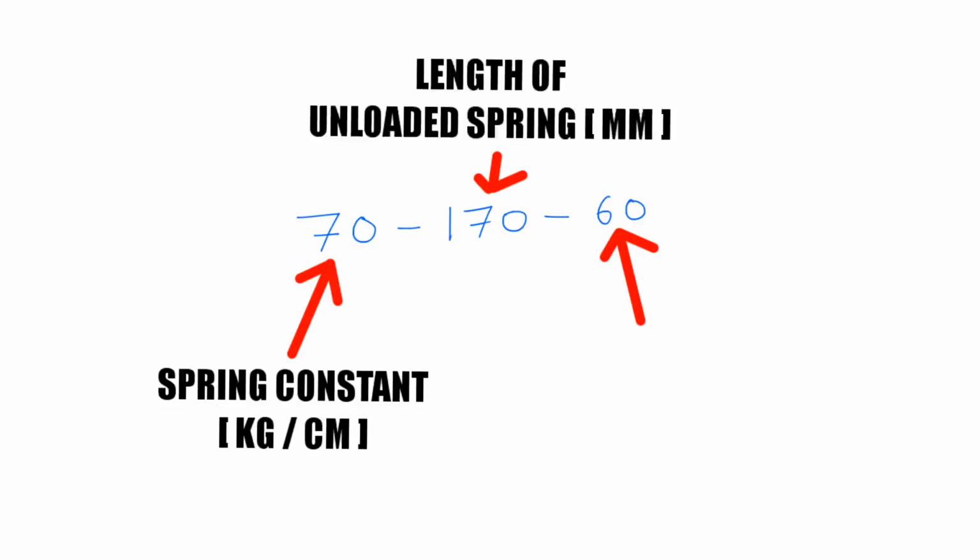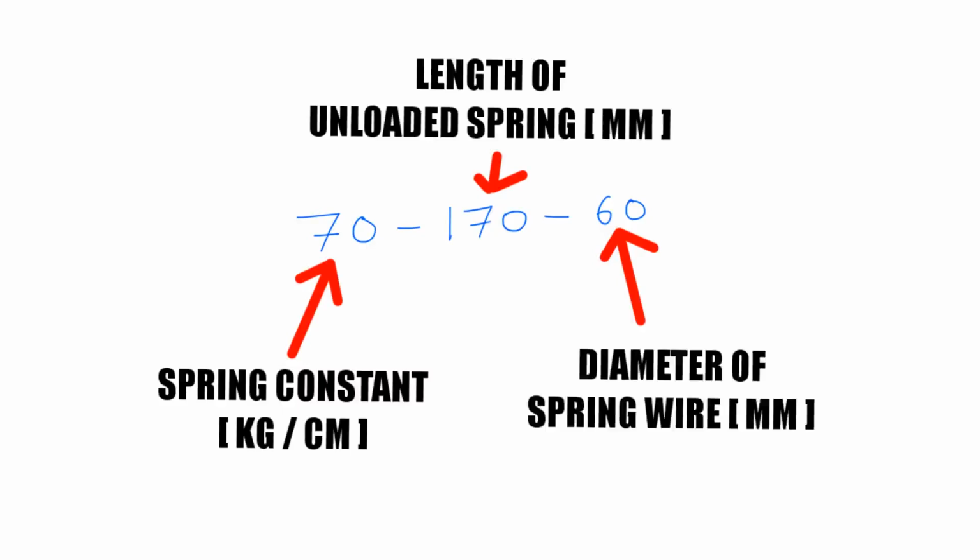Now talking about 170, that is the length of the unloaded spring. That is, there is no force acting on the spring. The spring is in unloaded form, then it will be 170 mm. This dimension is in millimeters. And the last is 60, which is the diameter of the spring wire, which is also given in mm.